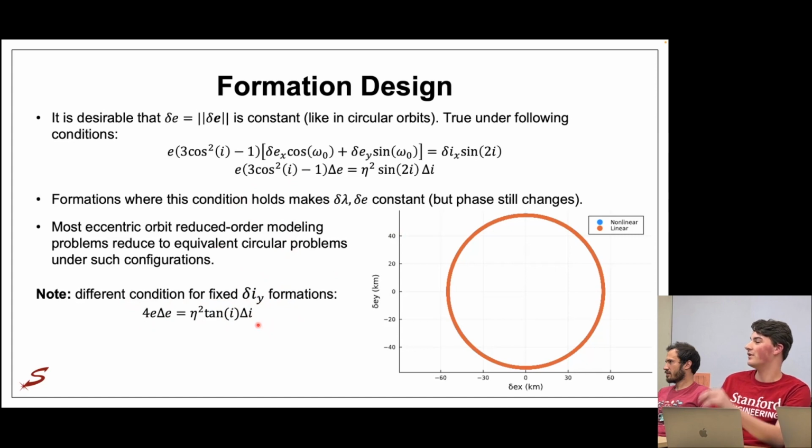One thing that's worth noting is that if you enforce this constraint on your formation, a lot of the more challenging reduced order modeling problems in eccentric orbits reduce to extremely simple reduced order modeling problems, very similar to what Shane introduced in his work. So that's another reason to do it.